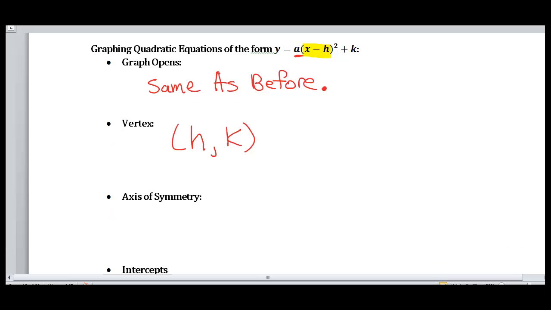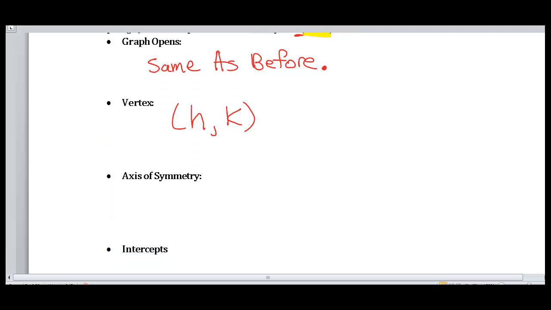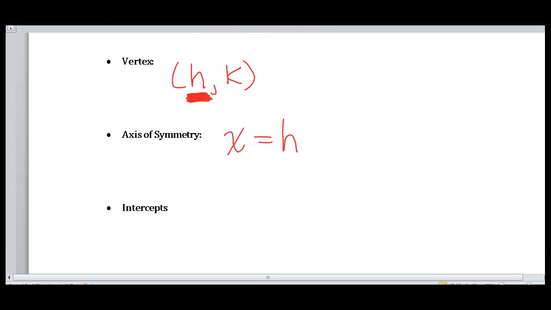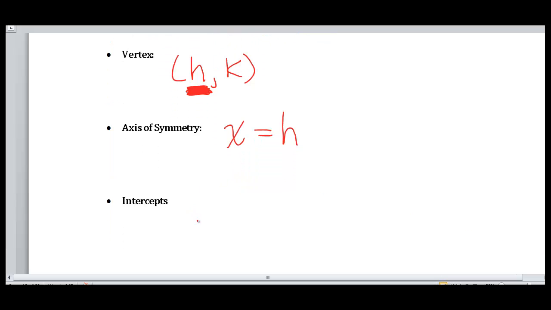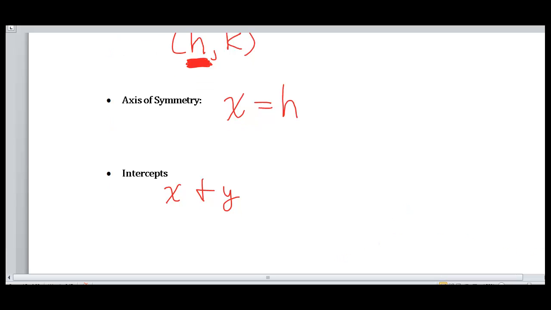Our axis of symmetry is still going to be the x coordinate of our vertex as an equation, right? Since it's a vertical line, it's always going to be x equals, and the x coordinate of my vertex this time is not negative b over 2a, but h. So it's going to be the line x equals h. And to find our x-intercepts and y-intercepts, we're going to do that last before we graph, and then we'll have all the information we need in order to graph a quadratic equation of that form.